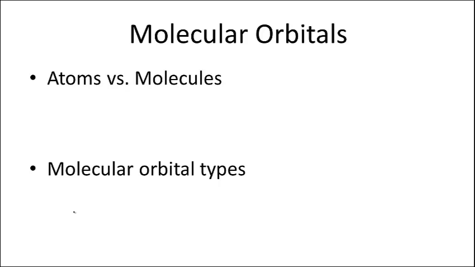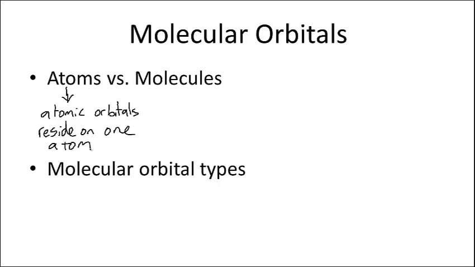And so atomic orbitals reside on one atom. What we're going to talk about today a little bit is molecular orbitals, which are orbitals that are made by combining atomic orbitals on neighboring atoms.